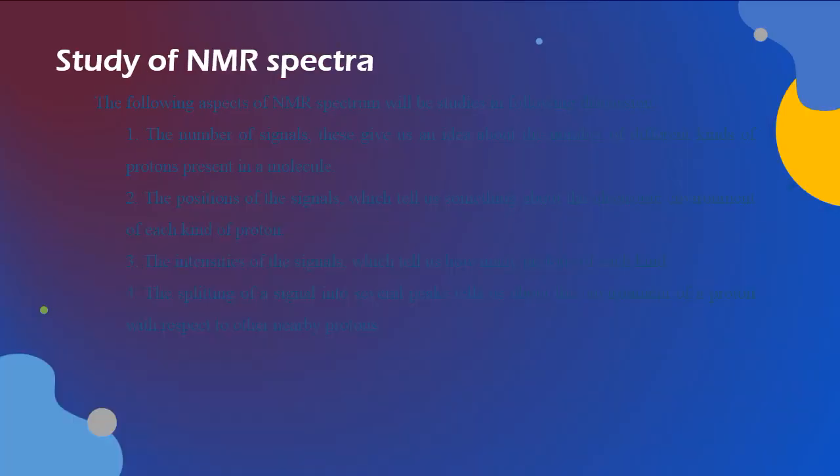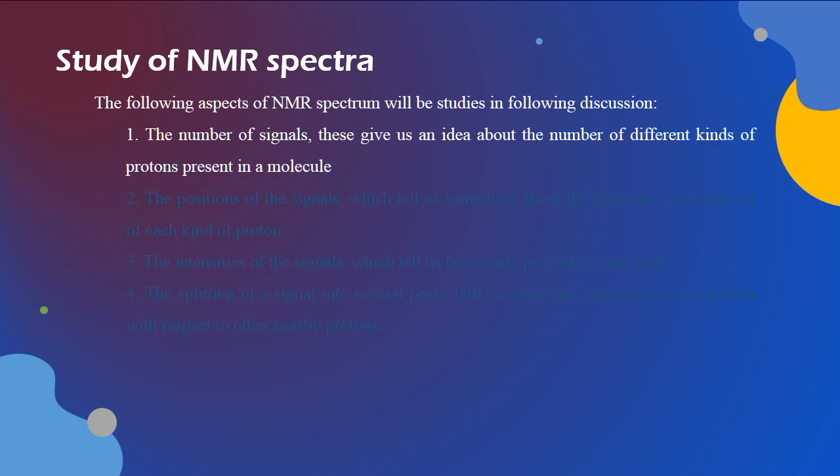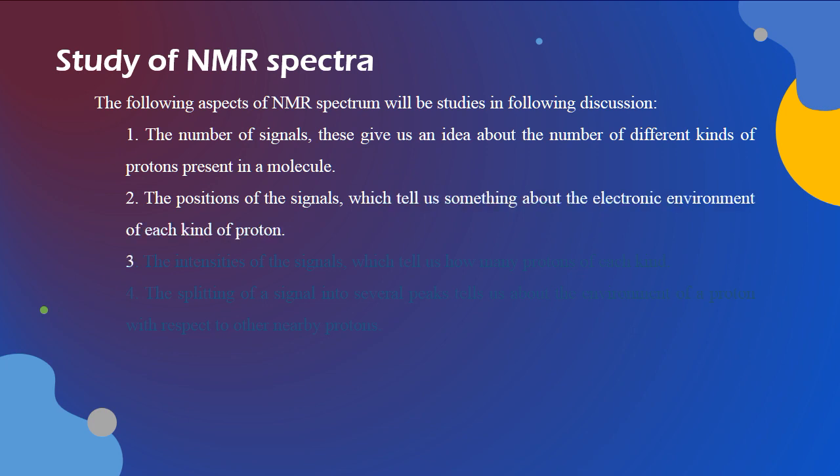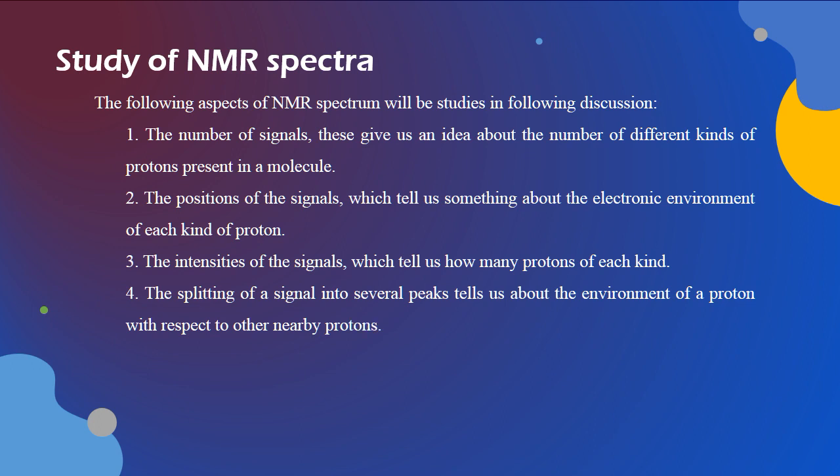Study of NMR spectra. The following aspects of the NMR spectrum will be studied in the following discussion. Number 1, the number of signals. These give us an idea about the number of different types of protons present in a molecule. Number 2, the positions of the signals, which tell us something about the electronic environment of each kind of proton. Number 3, the intensities of the signals, which tell us how many protons of each kind. Number 4, the splitting of a signal into several peaks, which tells us about the environment of a proton with respect to other nearby protons.